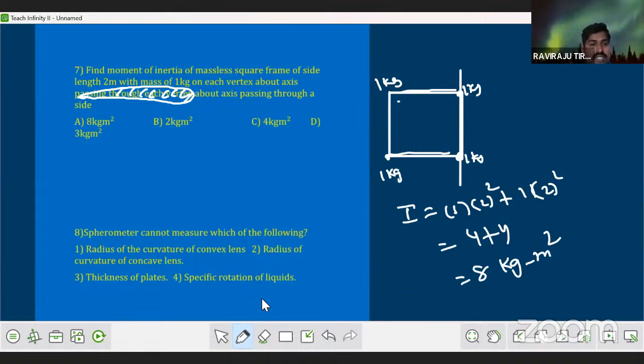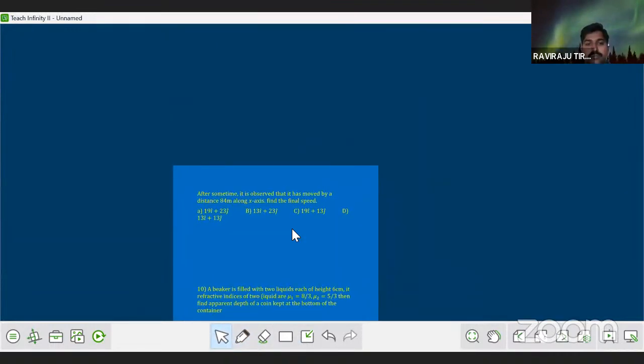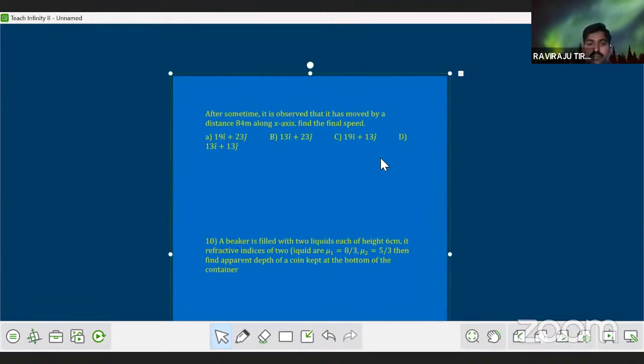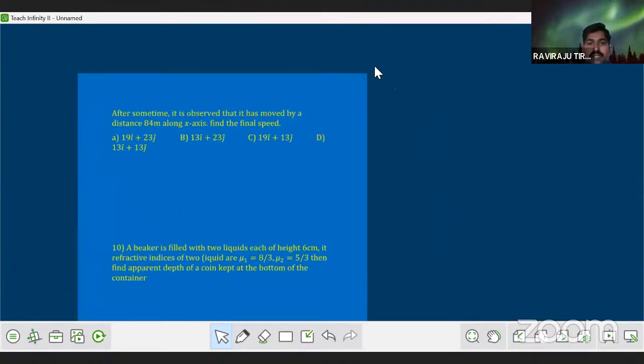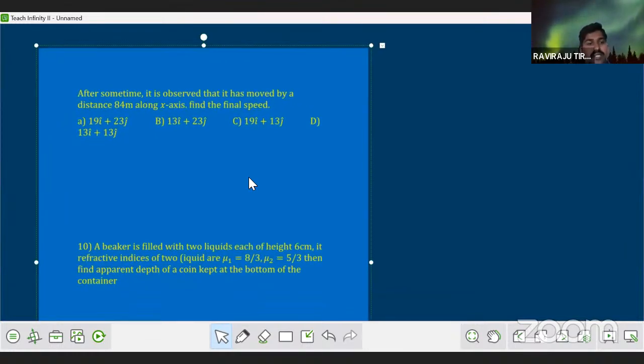But the question is, spirometer cannot measure which of the following? So definitely specific rotation of liquids. That is a completely different concept. So that is the correct answer for this particular question. Next question.